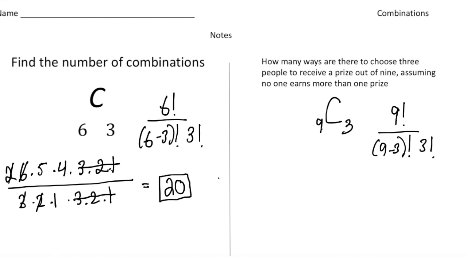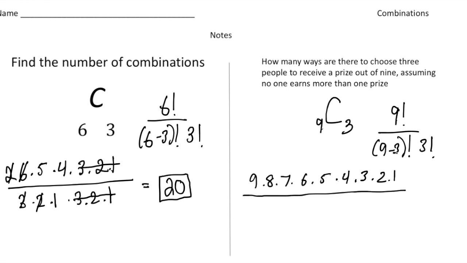All right, so now let's expand this. So it's going to be 9 times 8 times 7 times 6 times 5 times 4 times 3 times 2 times 1 all over. Well, 9 take away 3 is 6, so it's going to be 6 factorial. So 6 times 5 times 4 times 3 times 2 times 1, but then also times 3 factorial. So times 3 times 2 times 1.